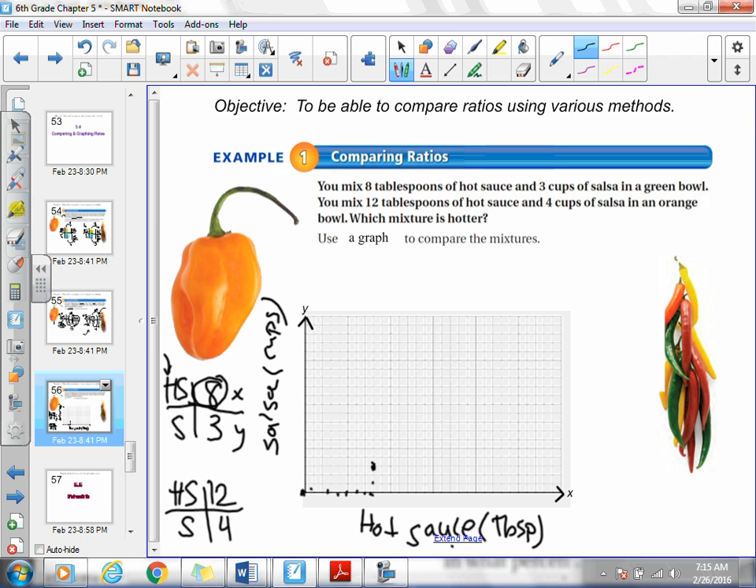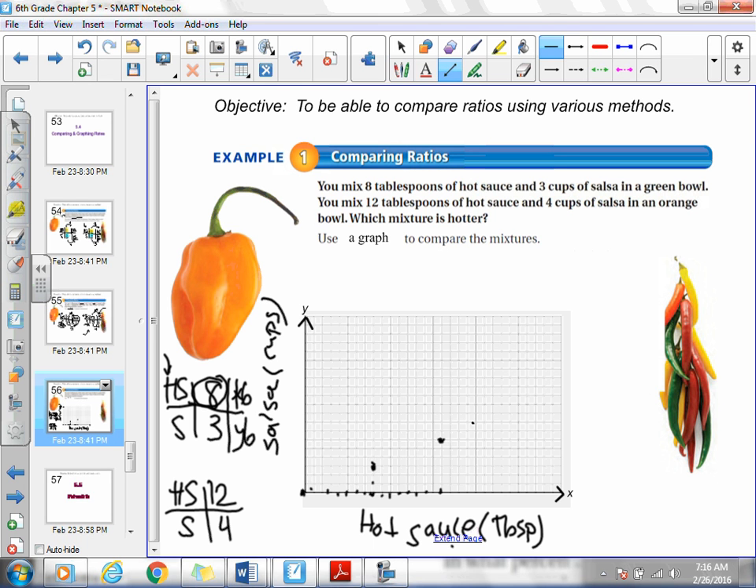We should probably graph another pair just so we have another dot on there. Let's say we double our recipe. All right, and we use 6 cups of salsa. Then we have to double our hot sauce and use 16 tablespoons of hot sauce. So my next ordered pair is 16. So here's 8, 9, 10, 11, 12, 13, 14, 15, 16. And then y number is 6. 1, 2, 3, 4, 5, 6.